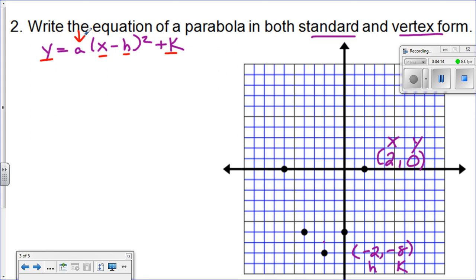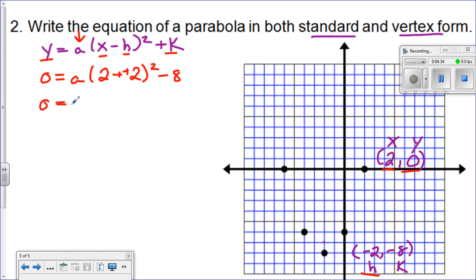Okay, my y value is 0. A is what I'm looking for. My x value is 2 minus my h value, which is -2, so minus a negative, which happens to be plus, and then k is -8. And all I do is solve that for a.